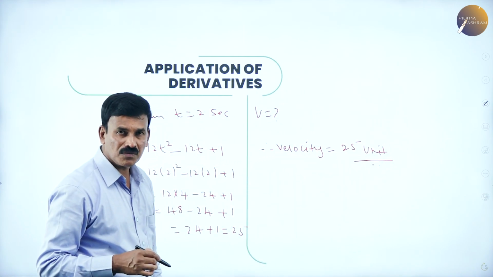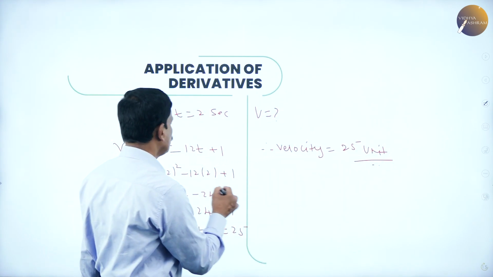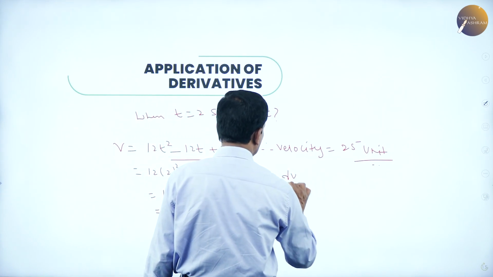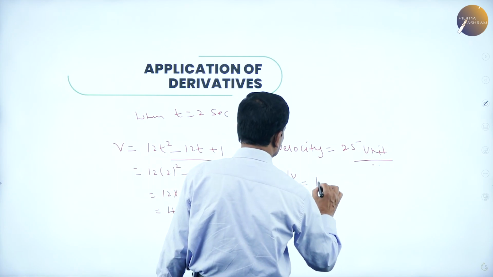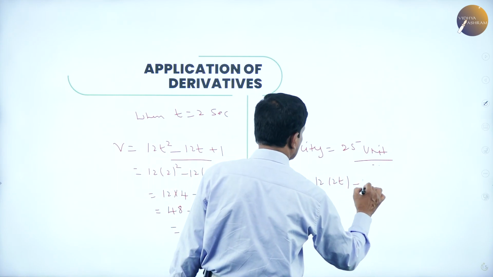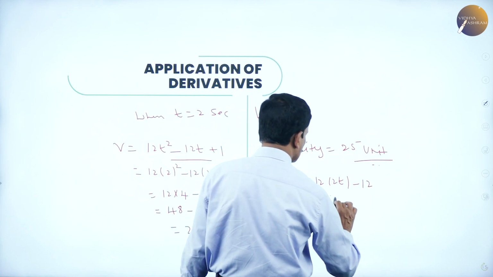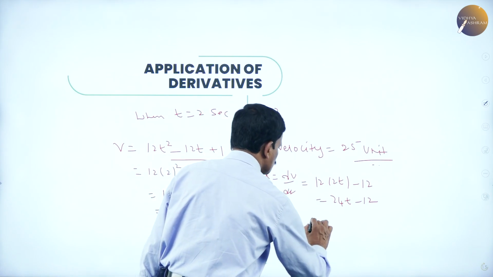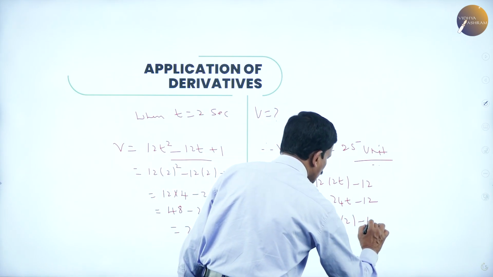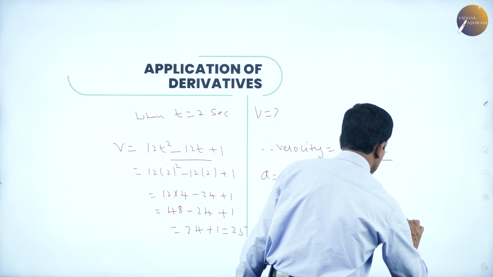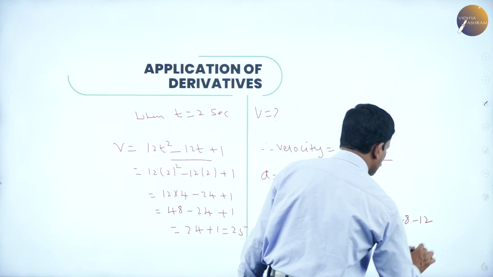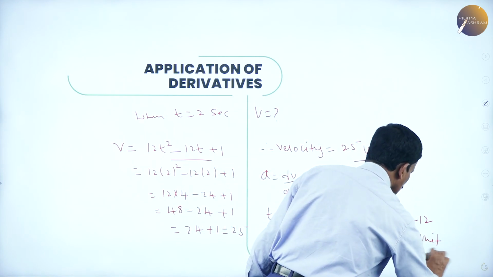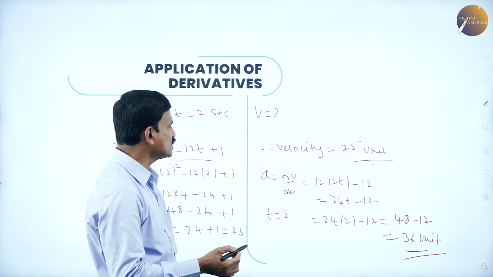Now suppose you are requested to find the acceleration, differentiate this. The acceleration is given by the derivative dv by dt. That is nothing but 12 into 2t minus 12, so this is 24t minus 12. At the end of time t is equal to 2 seconds, 24 into 2 minus 12, which is 48 minus 12, equal to 36 units. If you want to find the acceleration, then it is 36 units.